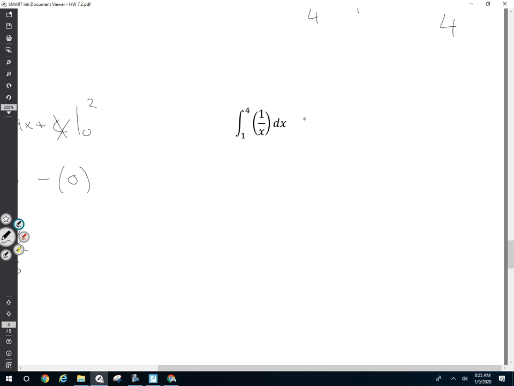Remember that for the antiderivative of 1 over x, the power rule does not work. Its antiderivative is log absolute x. Don't forget the plus c, but it won't matter. You get log 4 minus log 1. Log 1 is just 0, so I just get log 4.